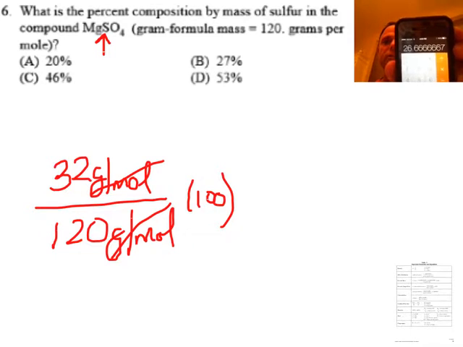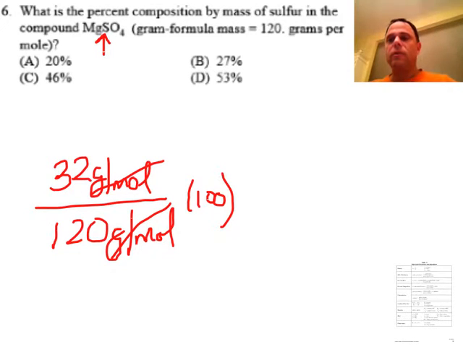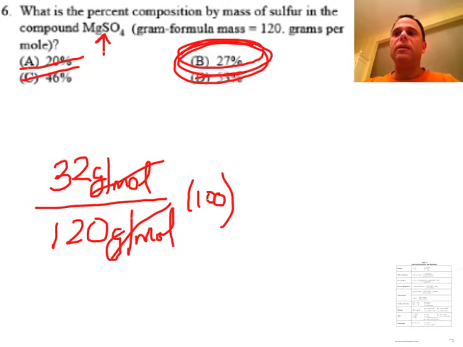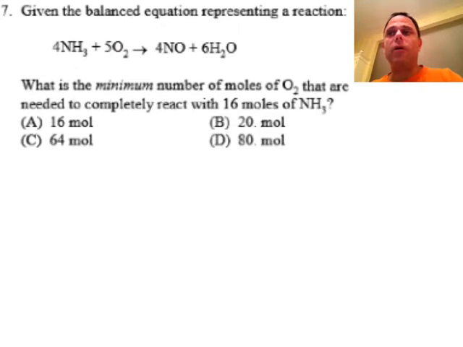Now inspect the choices. Well, the choices aren't that plentiful. No, no, no, and that's the one that it must be, because what was it, 26.6667, that rounds to 27. The answer is B. All right, now on to 7.